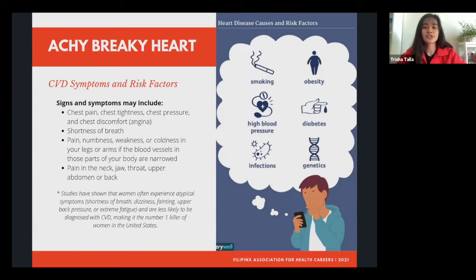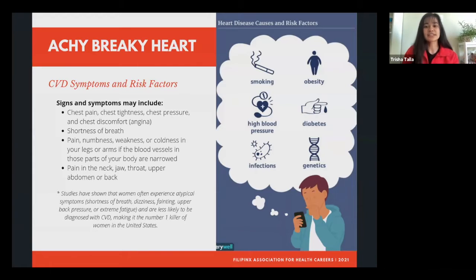And studies have also shown that women often experience atypical symptoms such as shortness of breath, pressure pain in the lower chest or upper abdomen. There's dizziness, lightheadedness, or fainting, and extreme fatigue, and they're less likely to be diagnosed with cardiovascular diseases, making it the number one killer of women in the United States. So I've also read some stories where I researched a bunch of articles where women are often misdiagnosed and they're sent home because of these atypical symptoms that they're experiencing. So they're also put at higher risk for cardiovascular diseases.